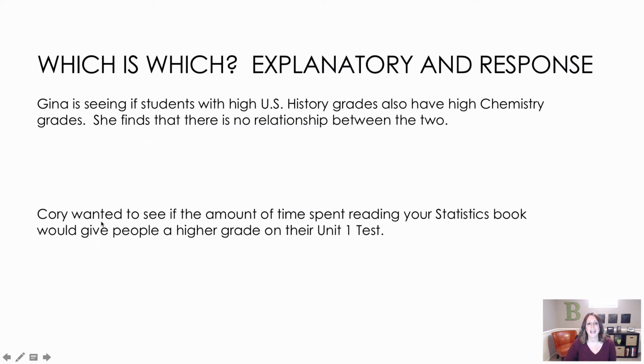Gina is seeing if students with high U.S. history grades also have high chemistry grades, and she finds no relationship between the two. So we have two quantitative variables: U.S. history grades and chemistry grades. We need to choose which one is explanatory and which one is response. Gina already knows that these students have high U.S. history grades, so that's our explanatory variable, which of course is our X. And remember, the X always goes on the X-axis, and the Y always goes here. So what would go on the Y-axis? The chemistry grades. We'll talk about what finding no relationship means in just a little bit.